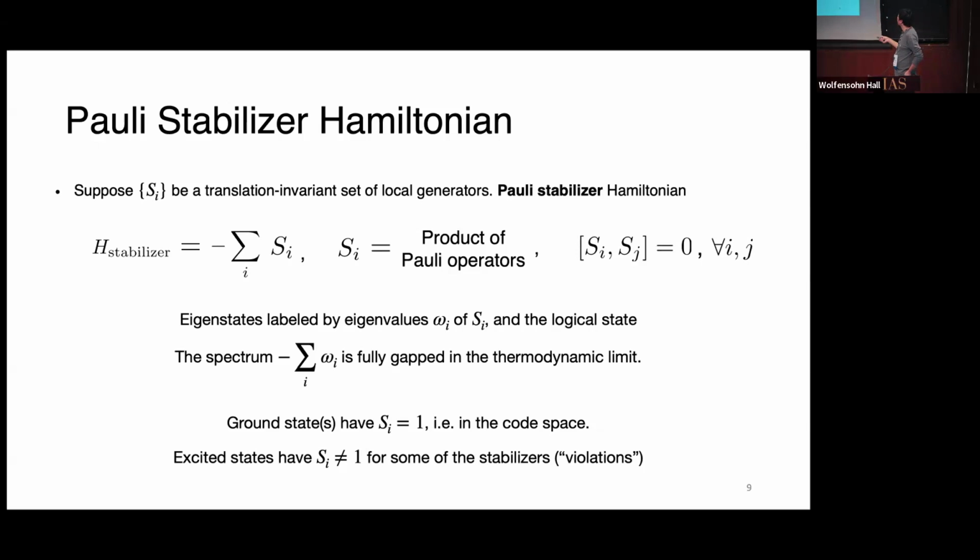Because I want to be able to find a state where all the S are equal to 1. Otherwise, there's some frustration between these different terms, and you cannot minimize all of them. You cannot set all of them to 1 at the same time. So that's why I want to put this additional condition that the only element in the Pauli stabilizer group proportional to identity is identity itself. Otherwise, you might find a situation where you have to set some of them to be -1 or some other phase. Okay, so excited states will have some of these S not equal to 1, and sometimes these are referred to as violations of stabilizers.